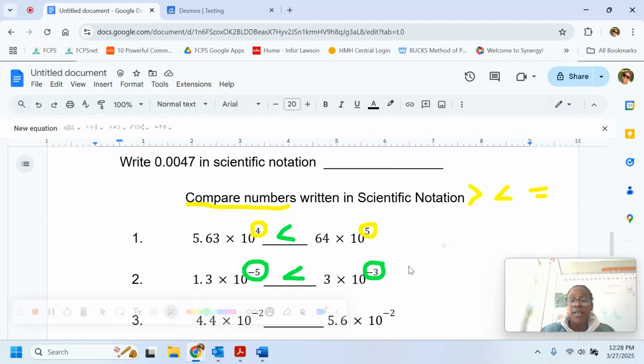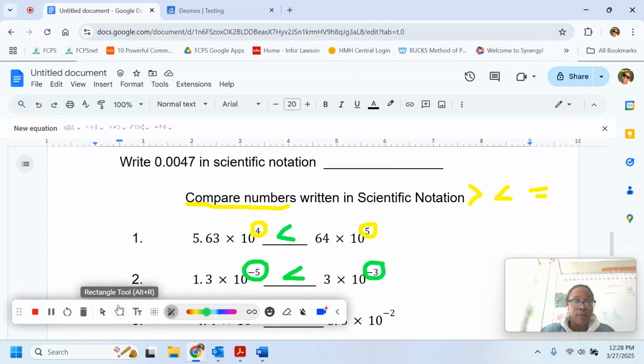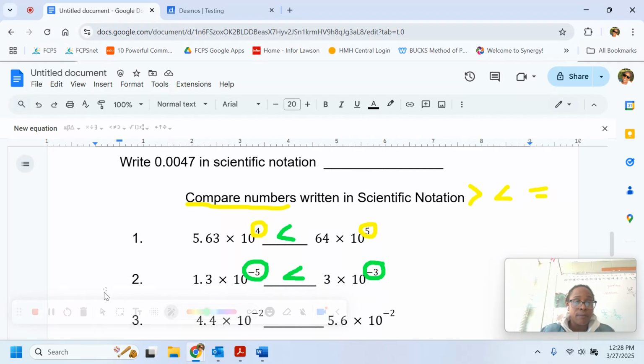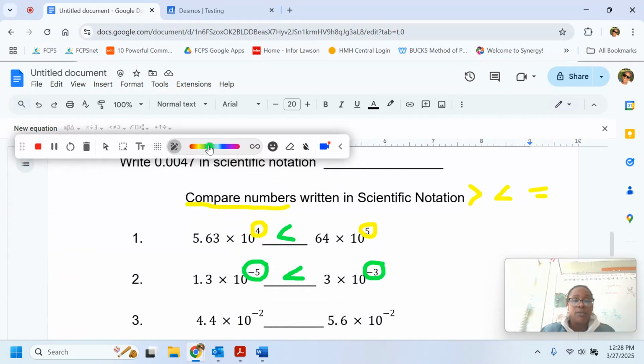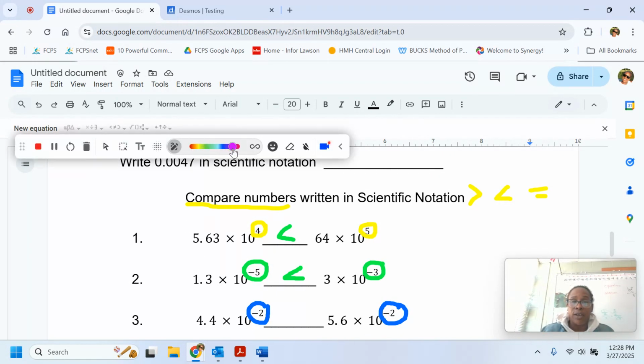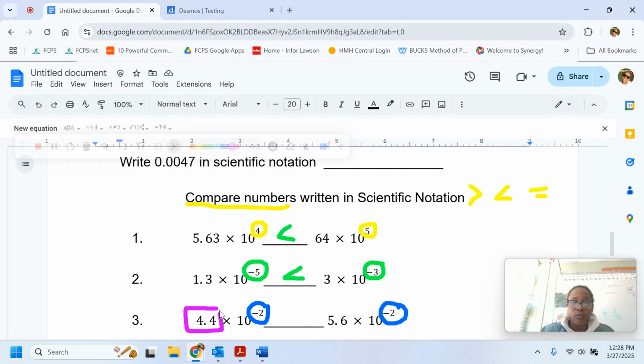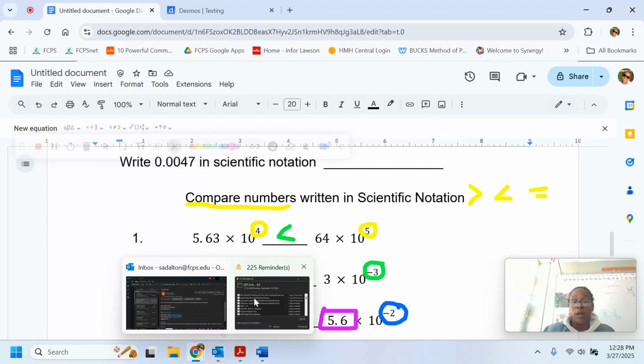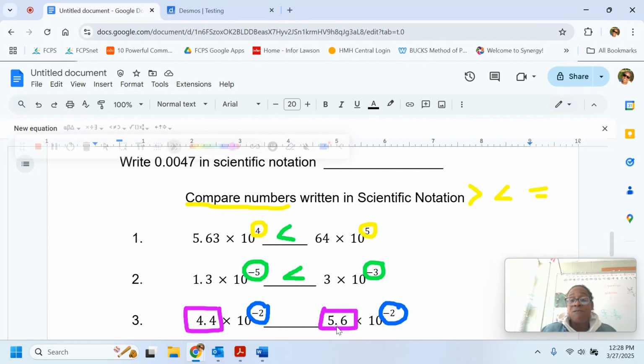Okay? When we scroll down and look at the very last problem, we are looking at a negative 2 and a negative 2. So when we're looking at these, the next thing that we have to look at that's very, very important is you go to the beginning numbers, and you say, okay, which one is the biggest? All right, 5.6 is bigger than 4.4. So that means we've got less than. Okay, so go ahead and do your practice. I hope this helps.